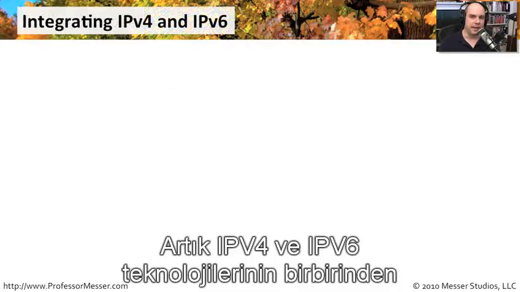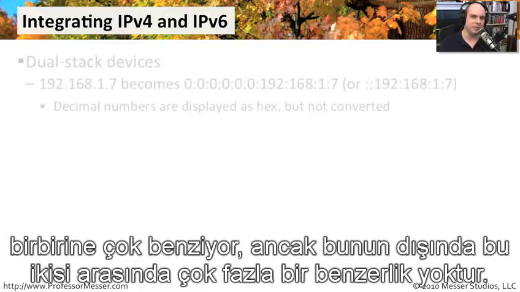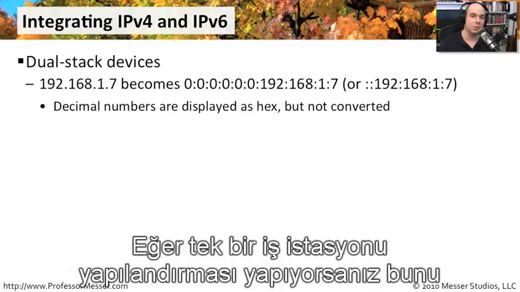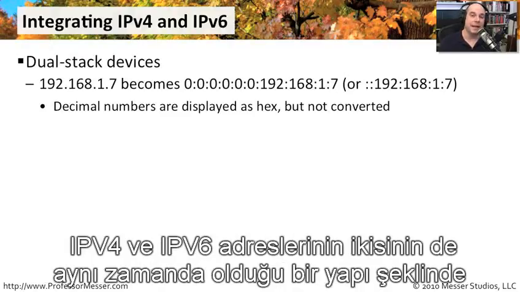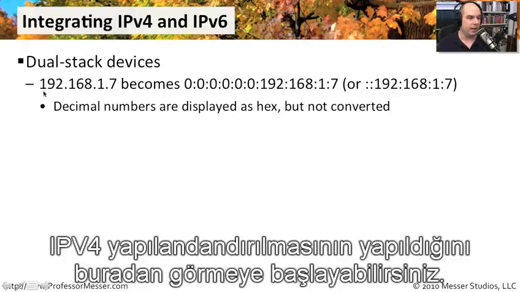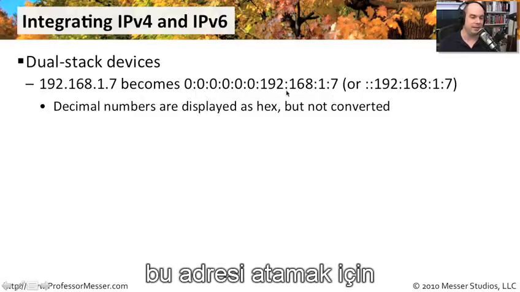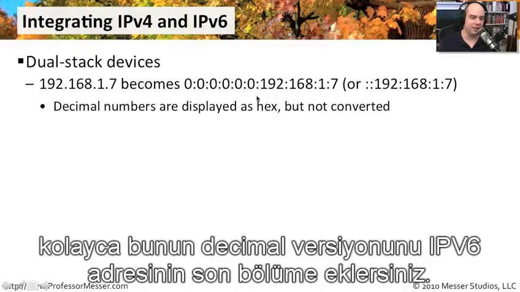Well, as you've already been able to tell, IPv4 and IPv6 are very, very different technologies. Really, the name is very similar, but other than that, there's not a lot of things that are identical between those two. And if you're configuring a single workstation, you may configure it both to have an IPv4 address and an IPv6 address at the same time. We call these a dual stack device, and you can start to see exactly how an IPv4 address might be configured. And one easy way to convert from IPv4 to IPv6 and assign an address that way is to simply put the decimal version of that at the end.